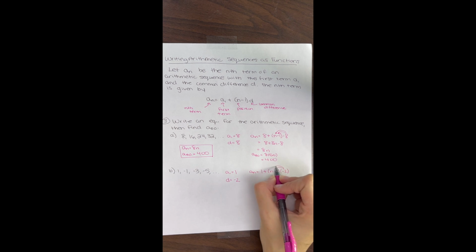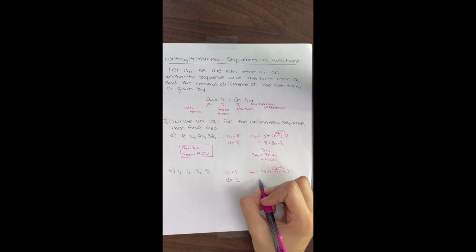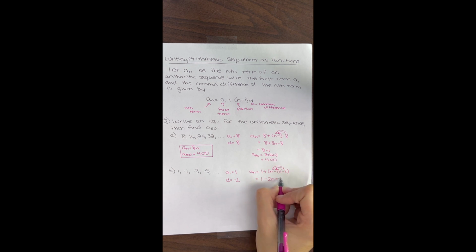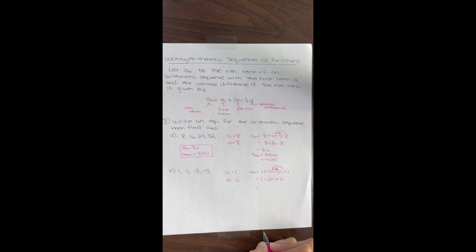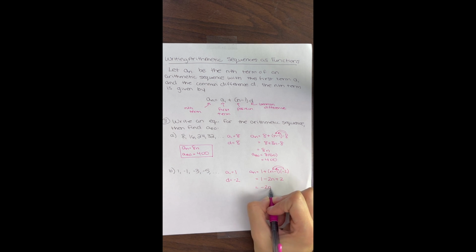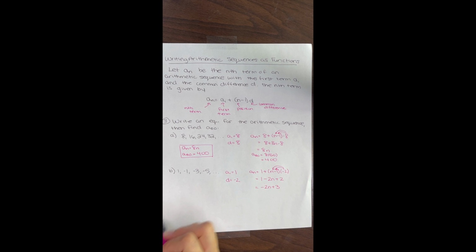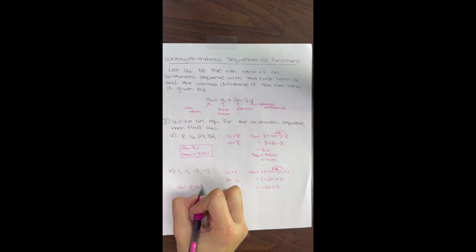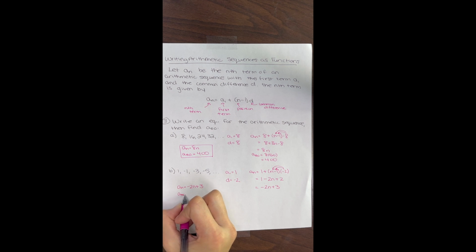We're going to distribute that -2, turning it into 1 minus 2n plus 2, which turns into -2n plus 3. We'll write that as our final equation here. A sub n equals -2n plus 3.